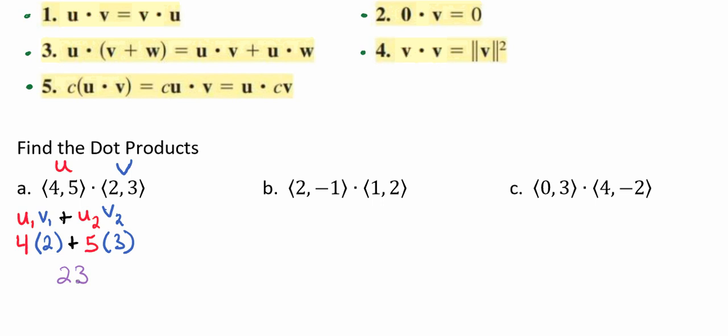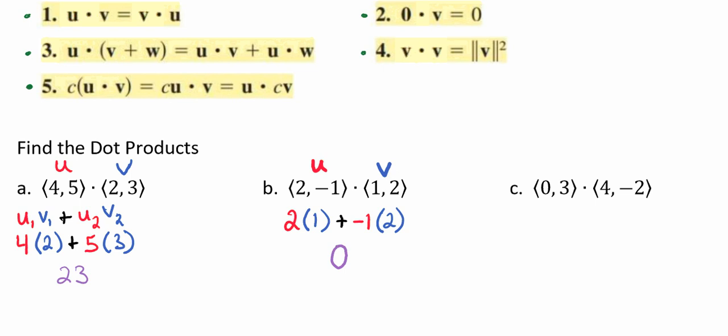So let's try letter B. So now we have a vector u with components 2, negative 1, and vector v with components 1, 2, which is going to give us 2 times 1 plus negative 1 times 2, which is going to give us a value of 0.